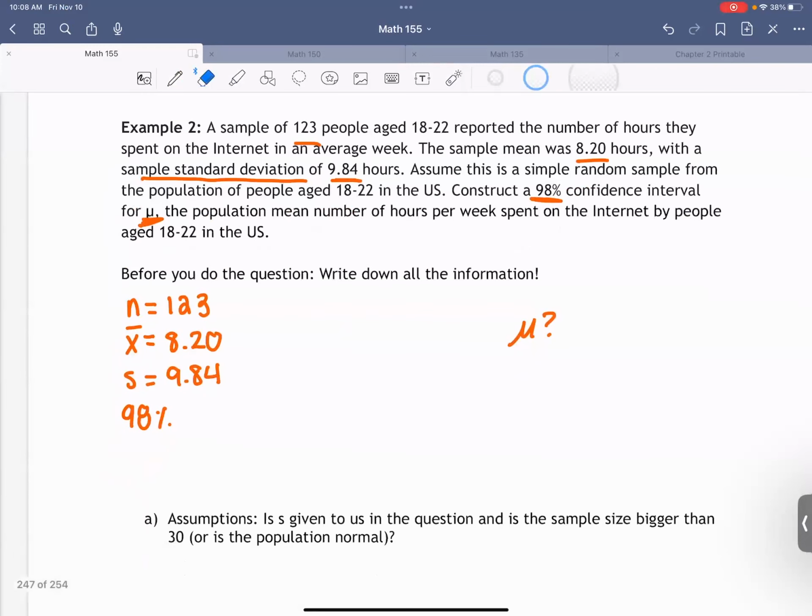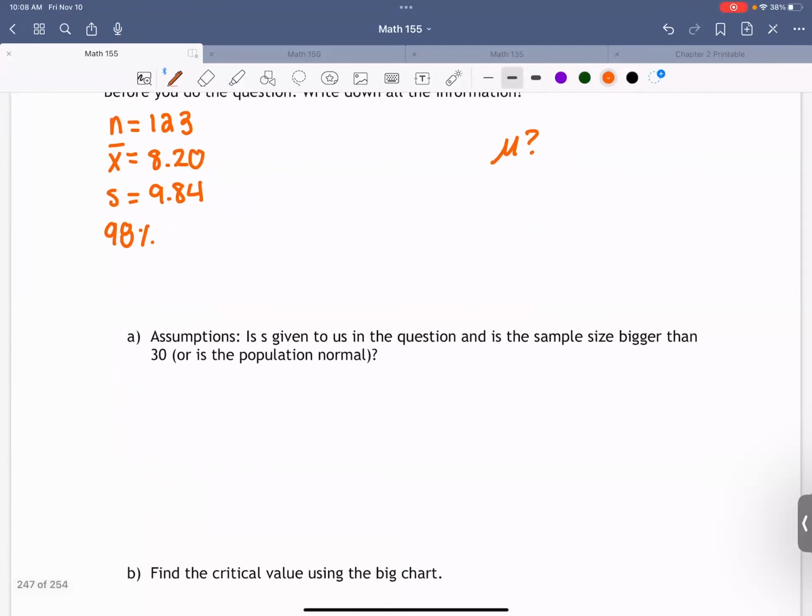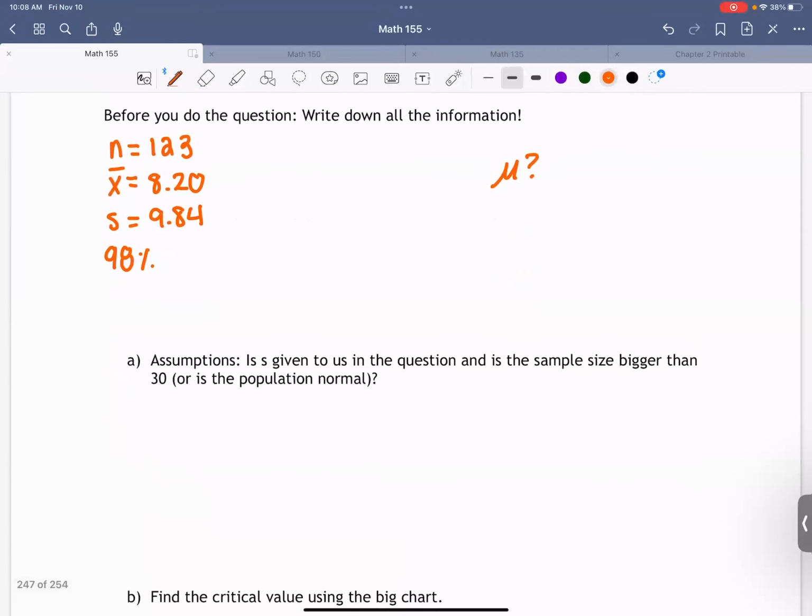All right, now, before we do our question, we can't actually do this if we don't have our assumptions, right? The first assumption that we have to ask ourselves is, is S given to us? And the reason I'm asking this is because, you'll see later that if S is given to us, we use the big chart. If sigma is given to you, use the small chart. Since we're using the big chart, we have to figure out if we can use it. S is literally given to us in the question, so we're good. Okay, I'll put a little smiley face next to it.